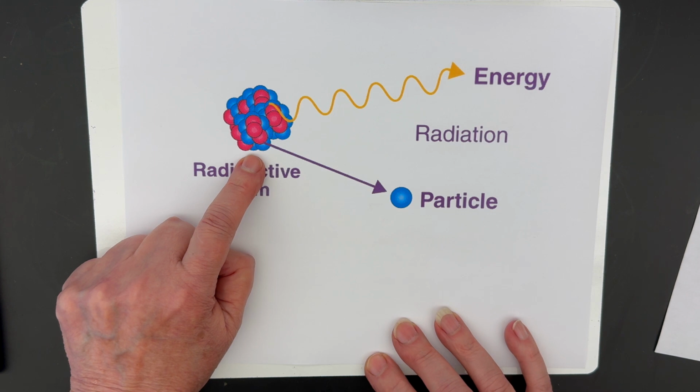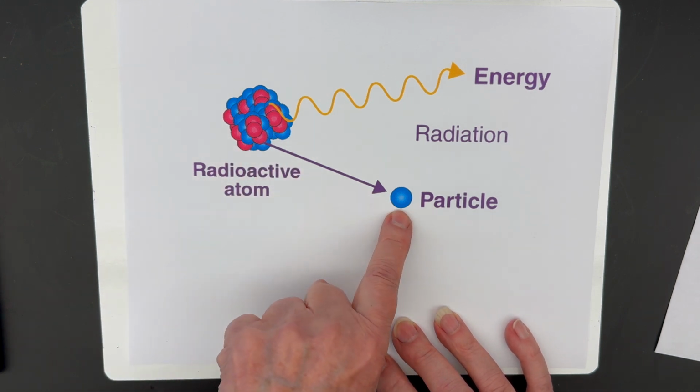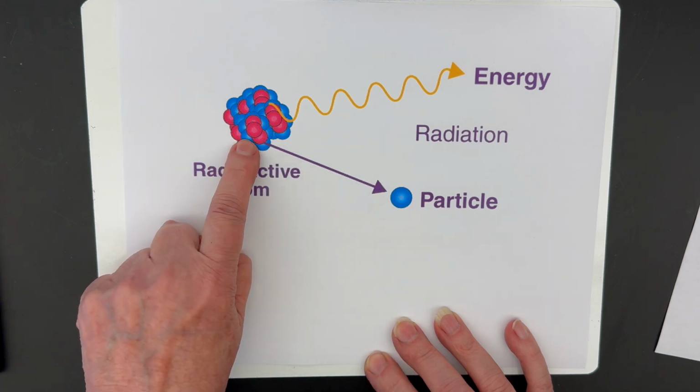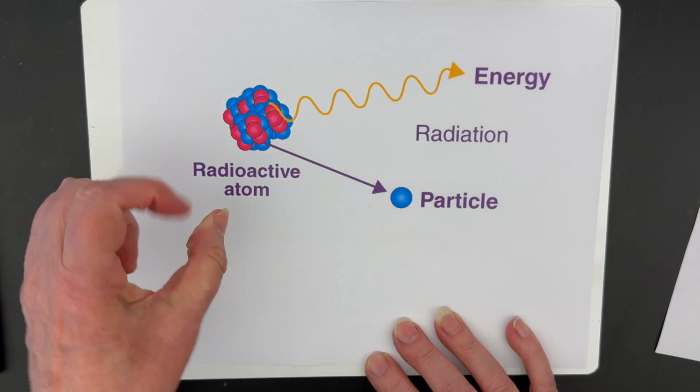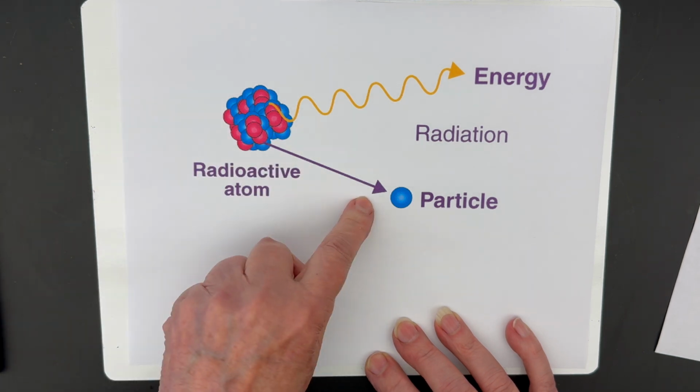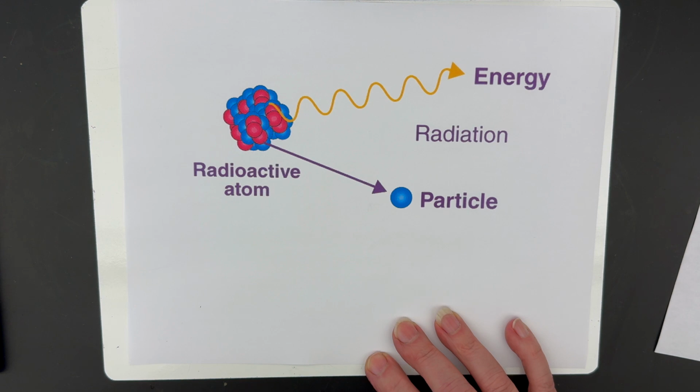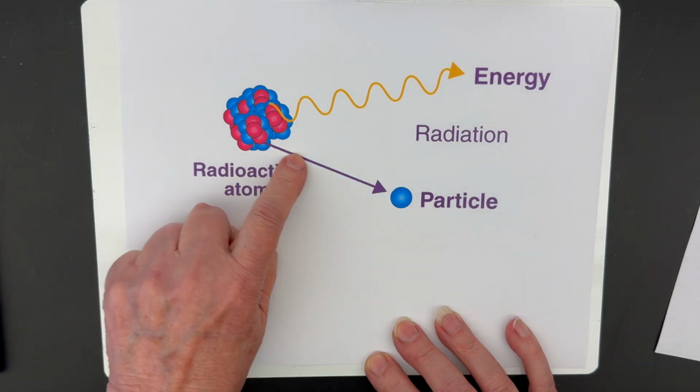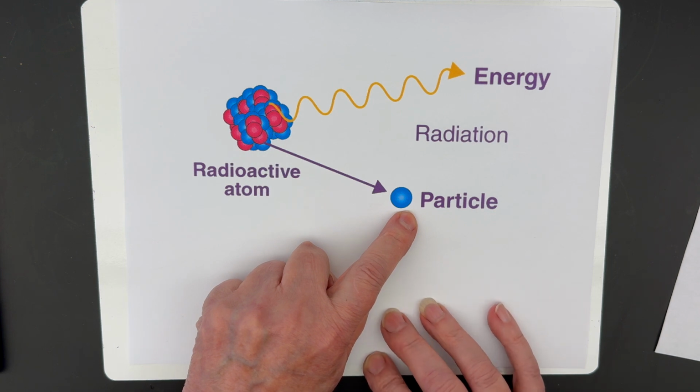And our alpha and beta radiation is a particle emission. The alpha would be 2 protons and 2 neutrons in a packet, all 4 coming out together as a particle. Beta is also particle emission, but it's an electron that's shooting out of the nucleus.